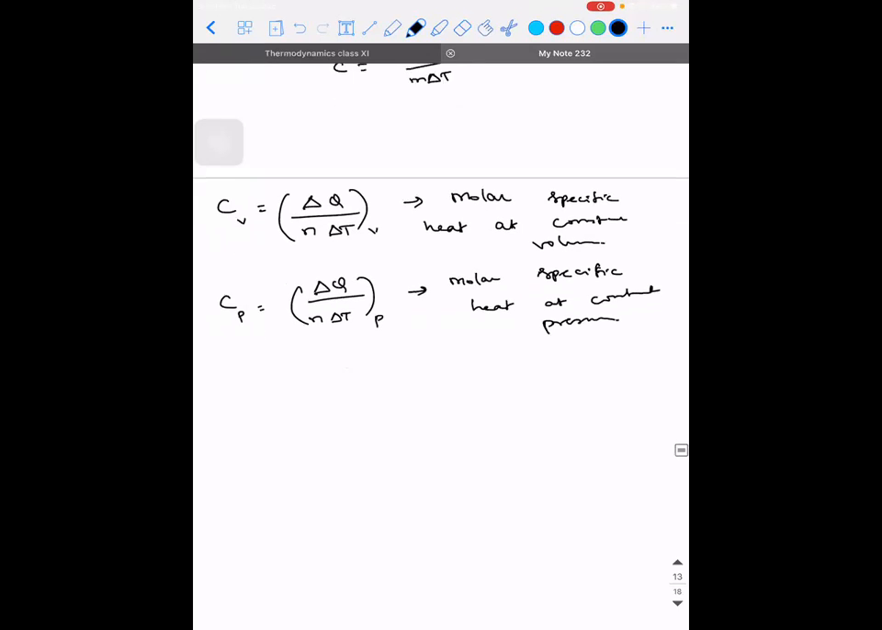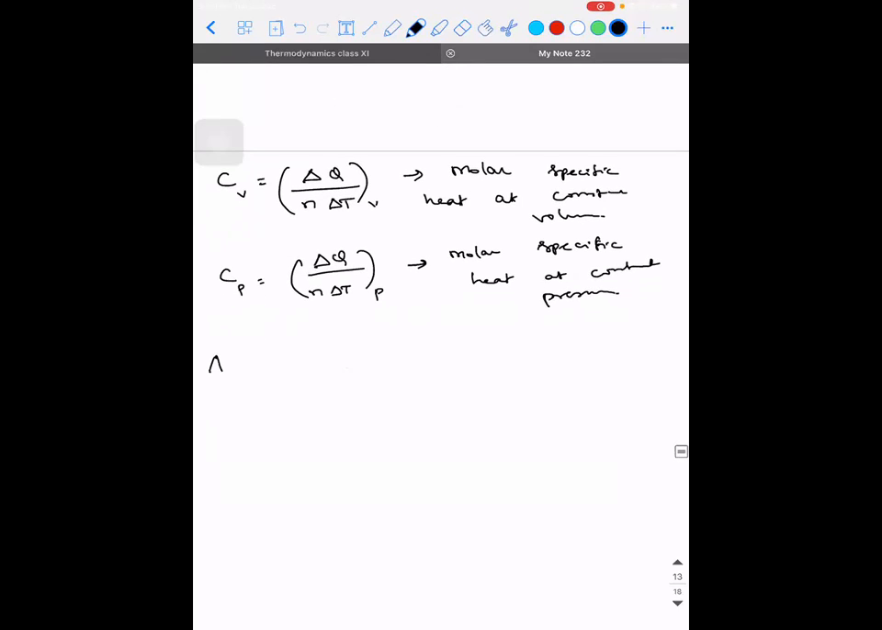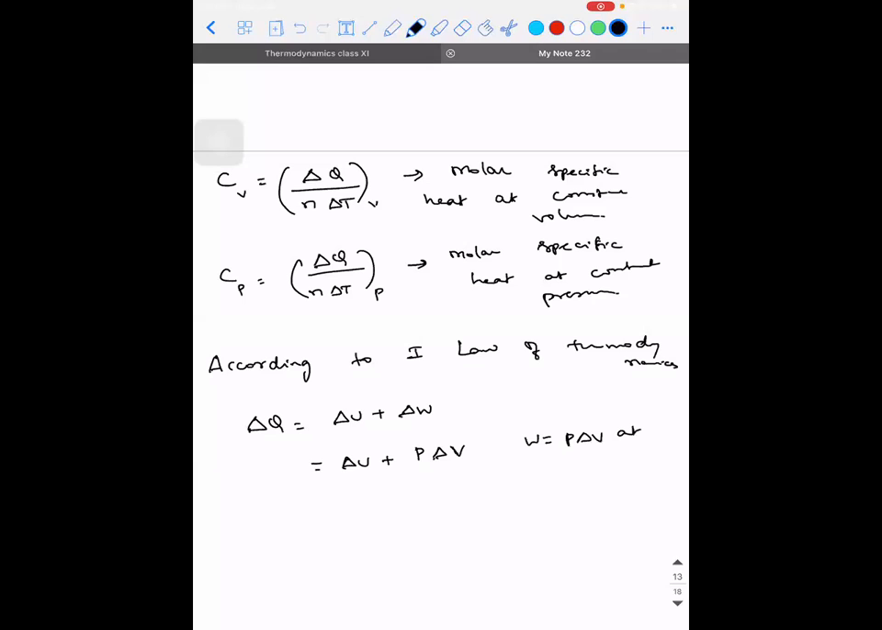Right. Now see, according to the first law of thermodynamics. So what does the first law of thermodynamics state? The amount of heat you supply is going to increase the internal energy, plus some work will be done, delta W, right? So delta U plus delta W. Can I write it as P delta V if it is done at constant pressure? We know that work is equal to P delta V at constant pressure.